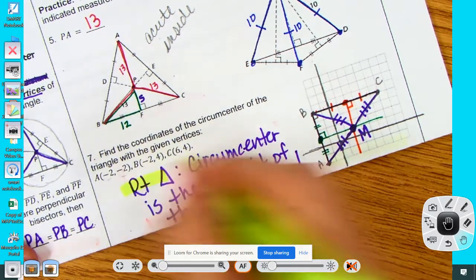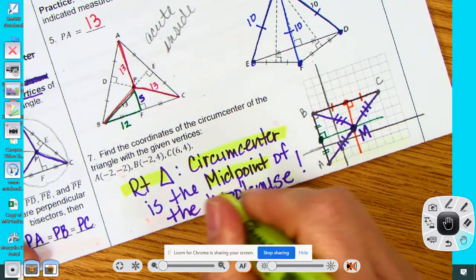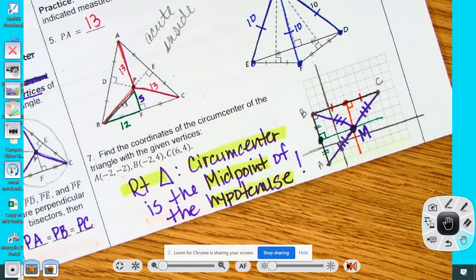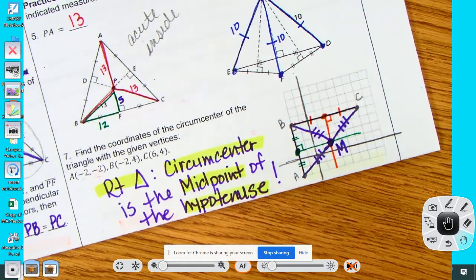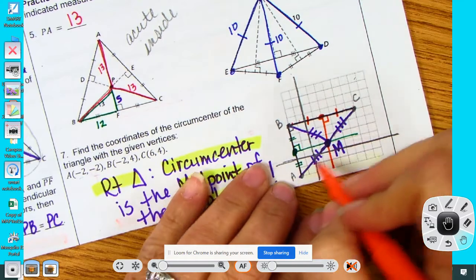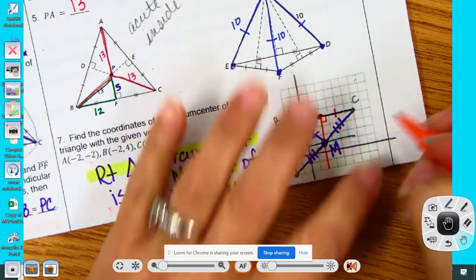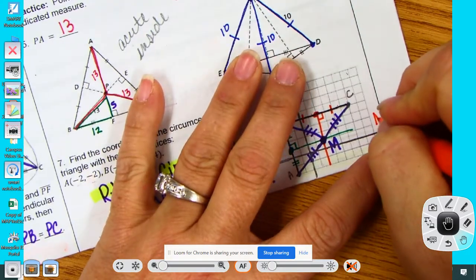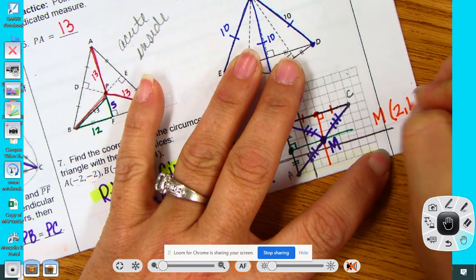So in a right triangle, the circumcenter is the midpoint of the hypotenuse. Those are your 4 key things for that one. So where is that located? Because it says find the coordinates of the circumcenter. So 1, 2, 1. So my circumcenter is 2, 1.